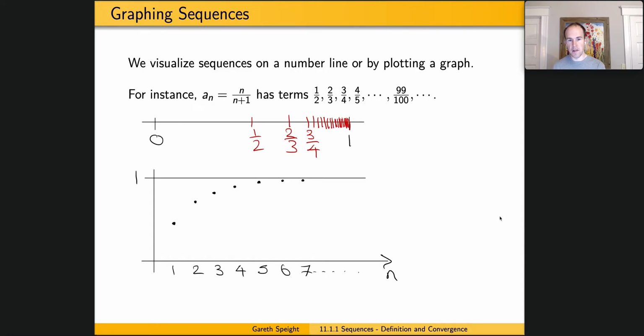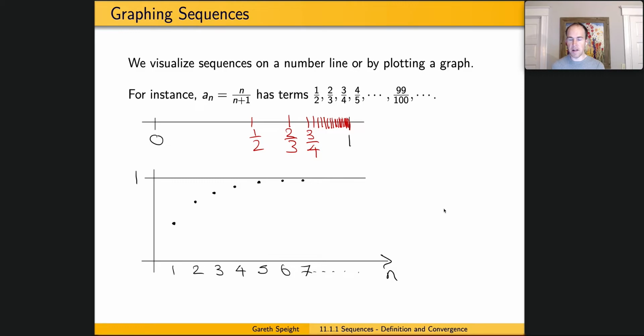And here it is represented in 2 different ways. So the first way, we just plotted all the points, or I plotted as many of them as I could squeeze in. Right, we started with a half, then we have 2/3, then we have 3/4. We just plotted them on a number line, and clearly they are spiraling in and getting closer and closer to 1. And then in the second possibility, I plotted n against an. So when n equals 1, we have a half. When n equals 2, we have 2/3. When n equals 3, we have 3/4, and so on, listing all the terms.